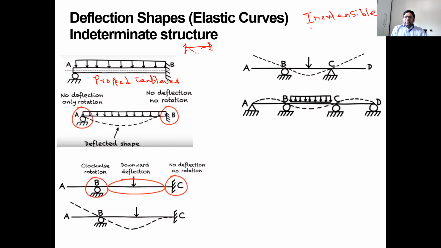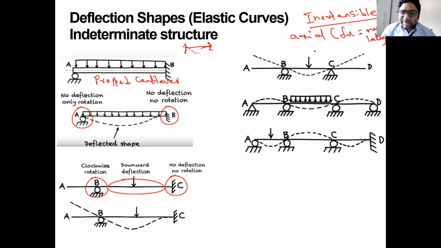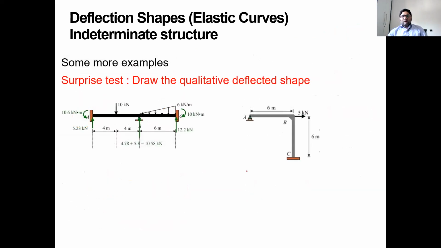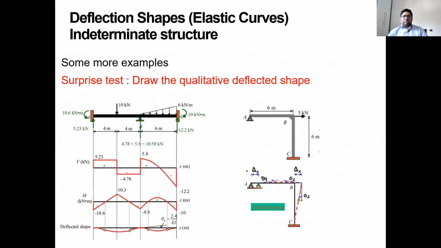Inextensible cases. So that means axial is ignored. Axial, that is delta x, is neglected. That is what we are trying to do in all these cases. So similarly, this also for fixed support, you can see that this is 0 here. And finally, you have a fixed support which doesn't have any kind of thing, of course.